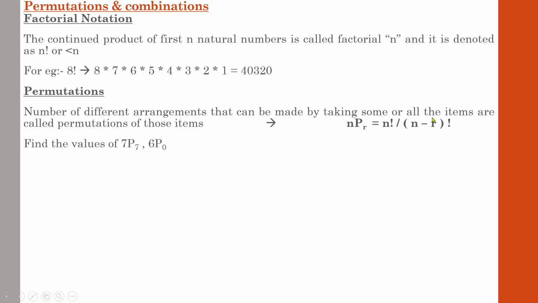For example, you are asked to find 7P7. 7P7 has to be represented like this, but the easiest method for finding the permutation is: 7P7 means you need to take 7 from 7, you need to take 7 items preceding the 7. So 7 into 6 into 5 into 4 into 3 into 2 into 1 and take their product. This is known as an example of a permutation.